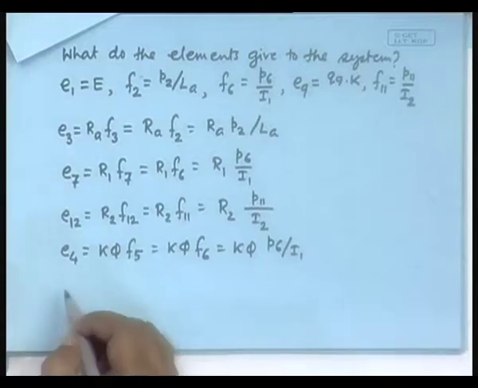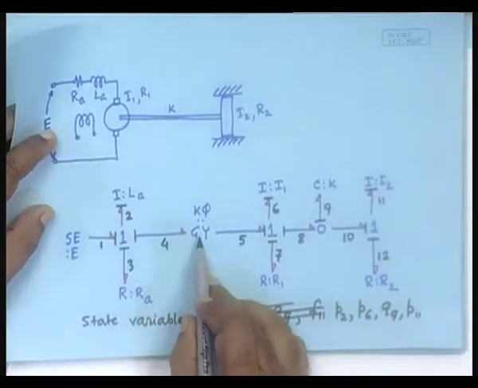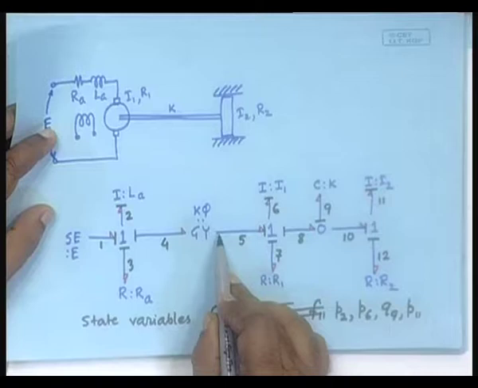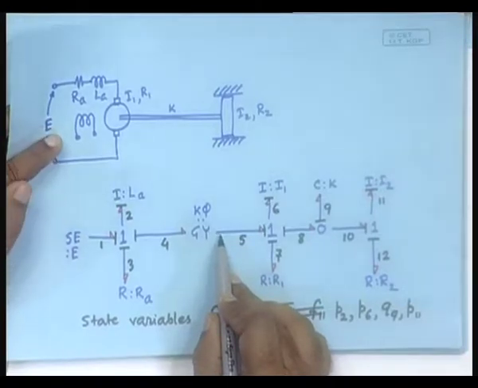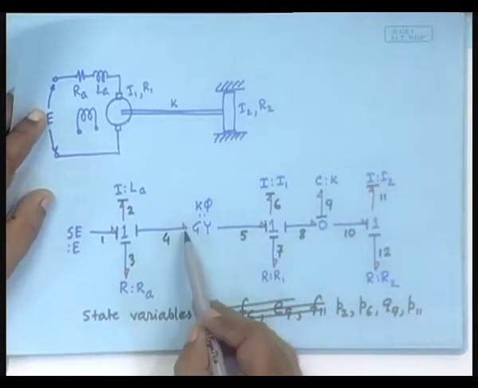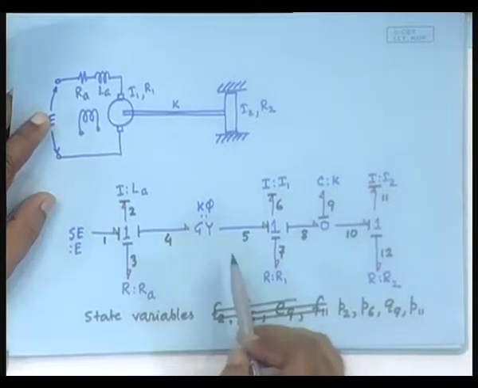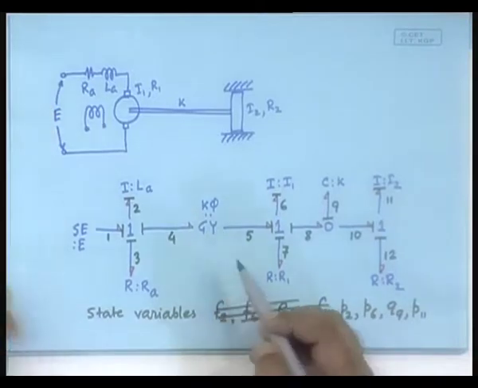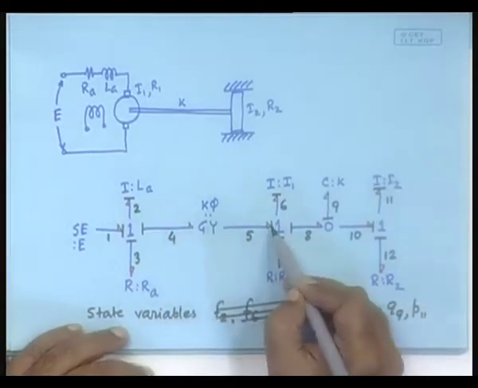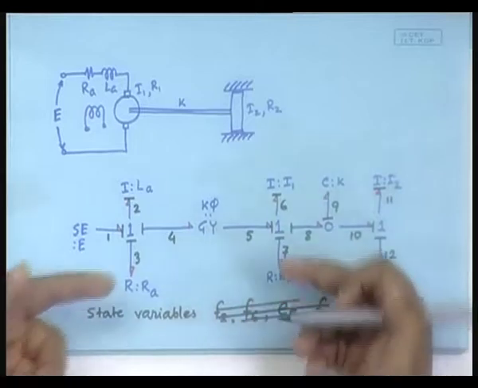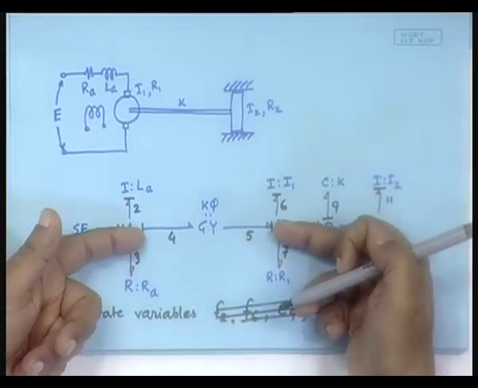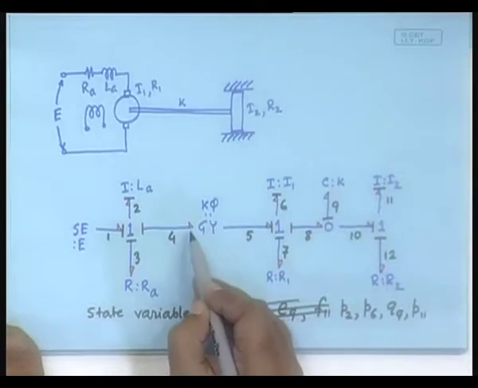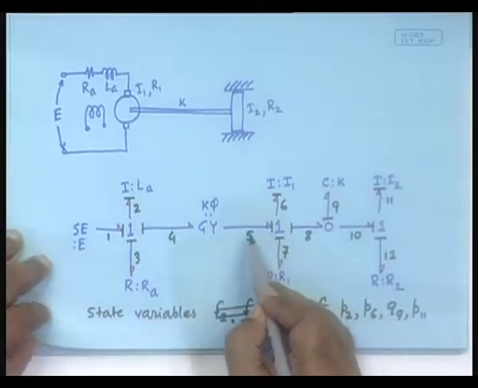Done. Next, what does it give to this side? E5, because of the way the causal structure is there, it gives E to this side and E to this side. Can you see that? Therefore, E5.